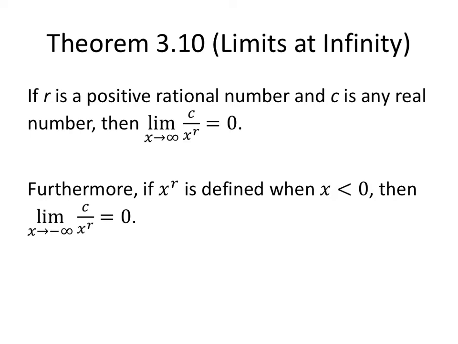Theorem 3.10. This is a great theorem. It's kind of a lame name, but we're going to use it quite a bit. If r is a positive rational number and c is any real number, then the limit as x approaches infinity of a constant over x to the r is 0. Furthermore, if x to the r is defined when x is negative, then also as x approaches negative infinity, c over x to the r equals 0. Now, why would we have to say something like if it's defined? Well, if r is, say, 1/2, then I can't take the square root of a negative value, so it wouldn't be defined. But if r is maybe 1/3, cube root's no problem. So we just have to keep an eye on our domains and make sure everything makes sense.